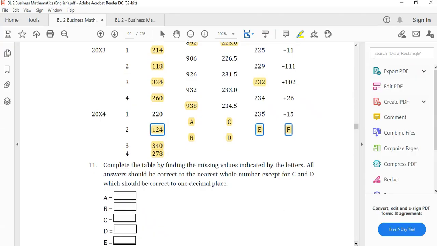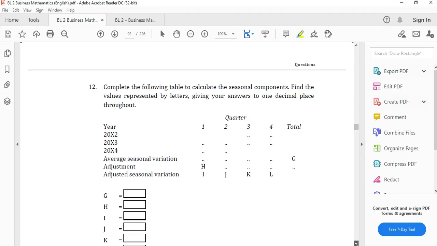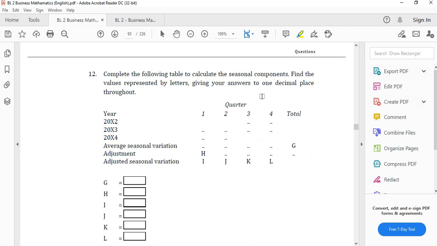They say, complete the following table to calculate the seasonal components. Find the values represented by letters, giving your answer to one decimal place throughout. And they have given the quarters and the year, and they have given the average seasonal variation. Okay, so we are expected to find everything.